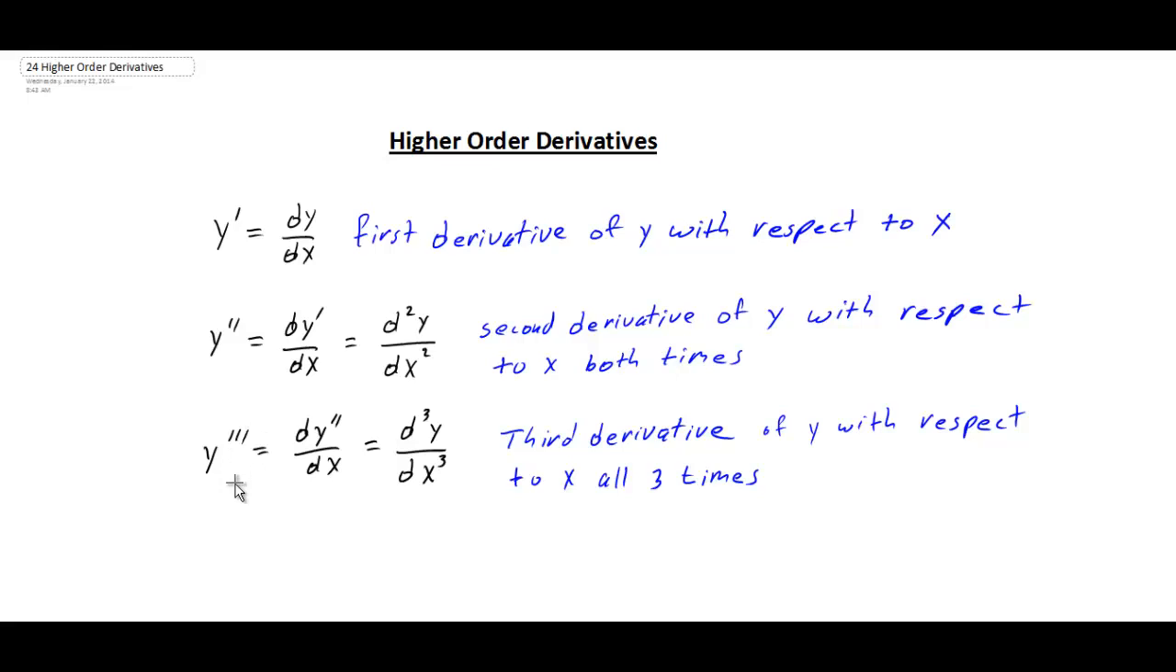And of course we could do that a third time to find the third derivative. We could indicate that with 3 primes here. Or if you have dy dx, since that's already the derivative of y, then we could use 2 prime marks to indicate the third derivative. Or just like we did above, we could write d cubed y, which means we're taking the third derivative of y with respect to x, all 3 times.